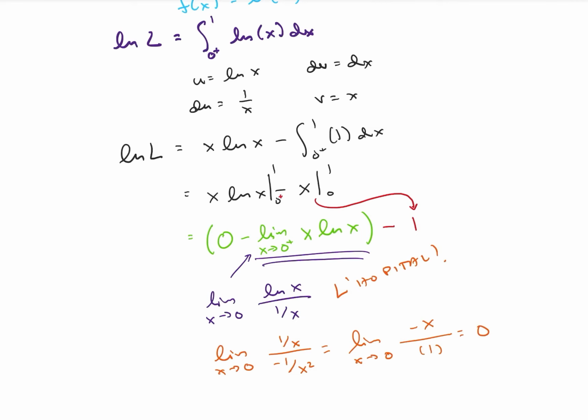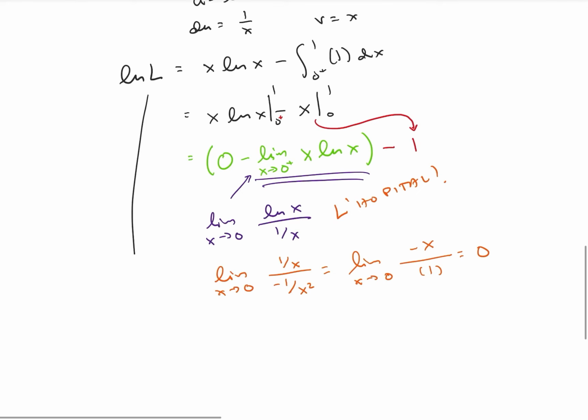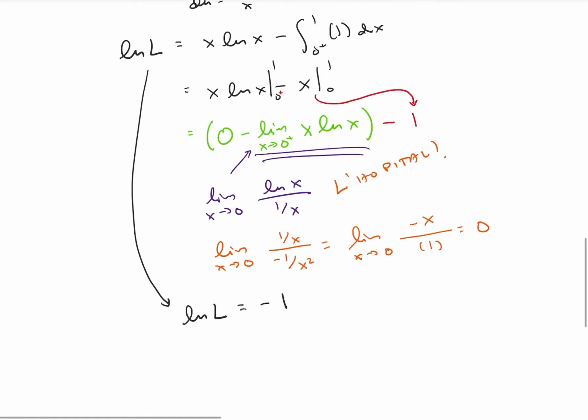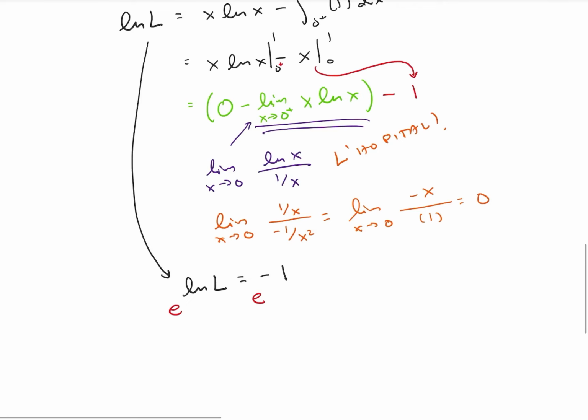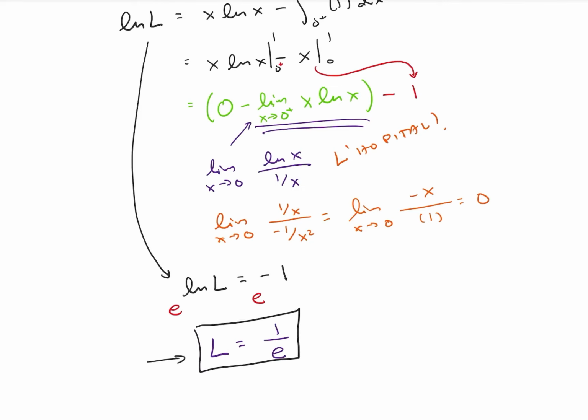So what we got here is that ln of L is equal to -1. So if ln of L equals -1, that means that if we take e raised to that guy and e raised to that guy, now we have L is equal to 1 over e. And it turns out that that is going to be our final answer.